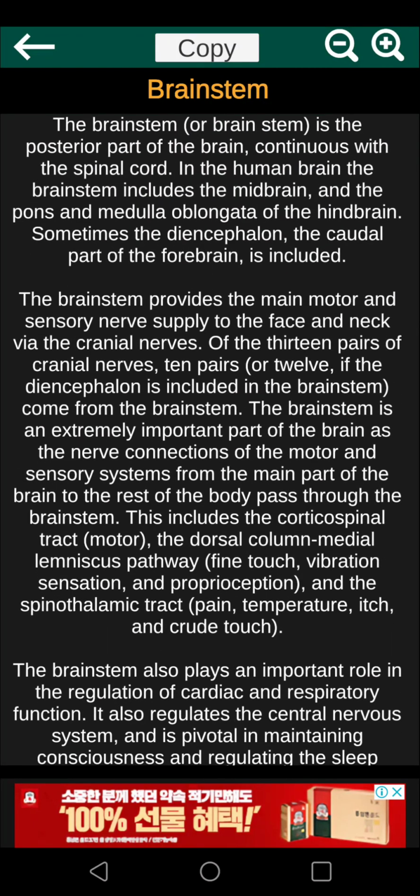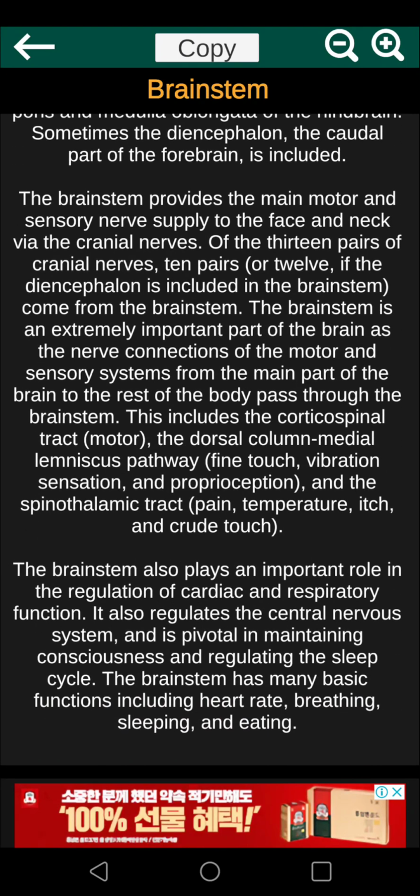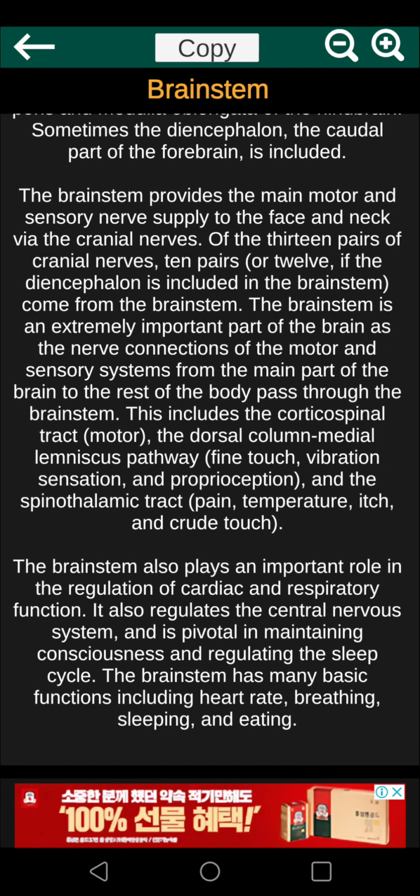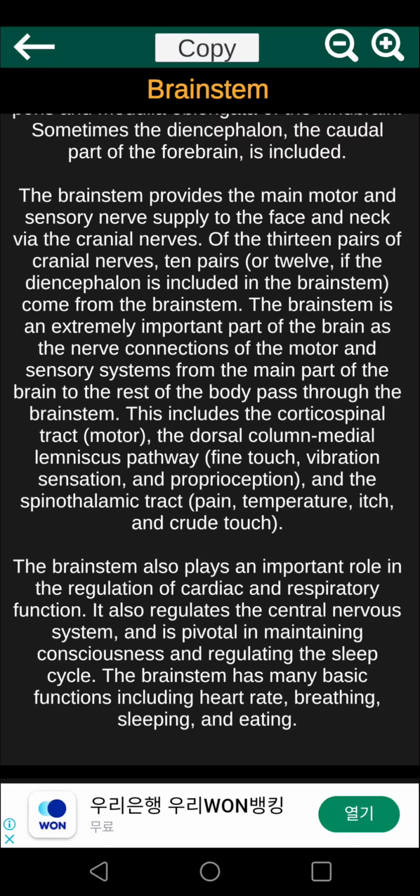Brainstem. The brainstem is the posterior part of the brain, continuous with the spinal cord. In the human brain, the brainstem includes the midbrain and the pons and medulla oblongata of the hindbrain. Sometimes the caudal part of the forebrain is included. The brainstem provides the main motor and sensory nerve supplies to the face and neck via the cranial nerves.